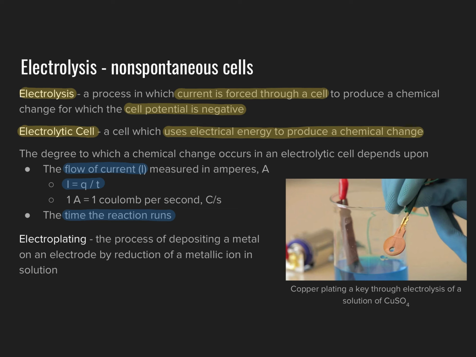One of the primary ones is a process we refer to as electroplating. Electroplating is a process by which we're able to deposit a metal onto the surface of an electrode by a reduction of a metallic ion within a solution. And there are a lot of places in the real world where this process is very useful. Among them would be things like chrome plating car parts to help resist corrosion and give them a nice shiny sheen that makes the cars attractive.